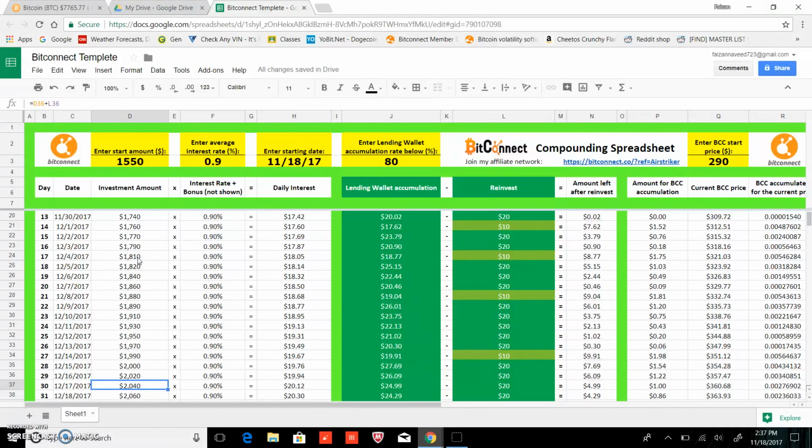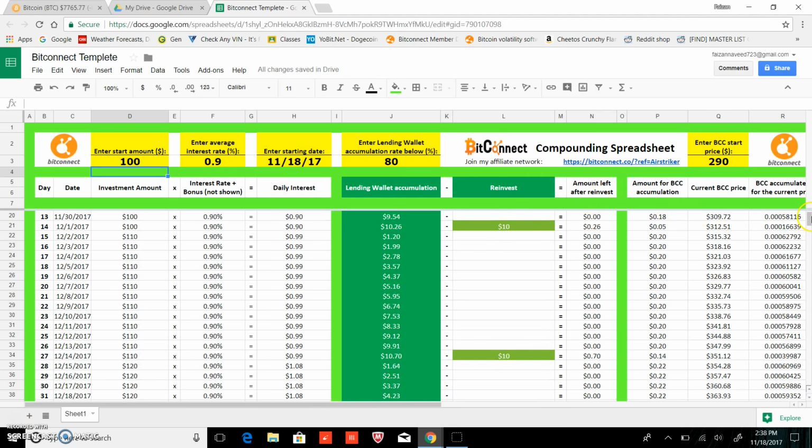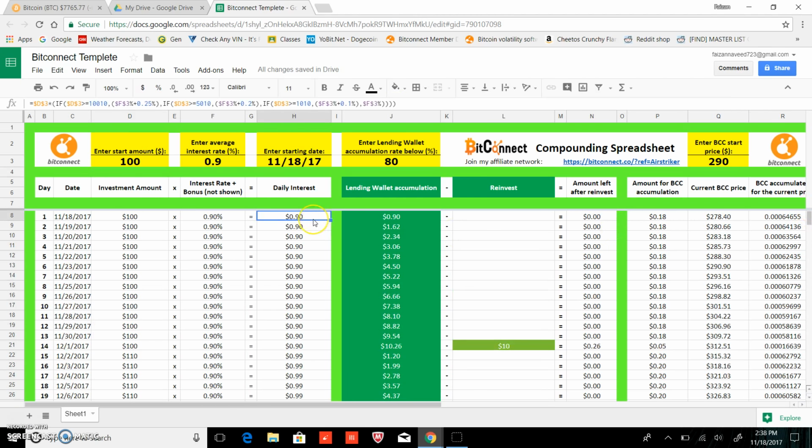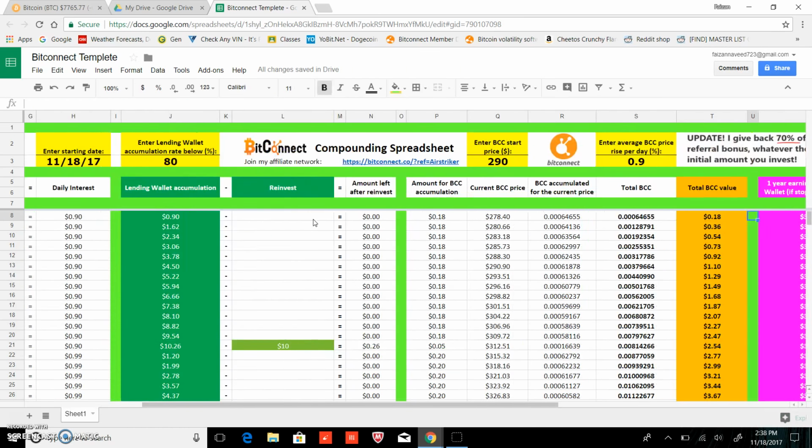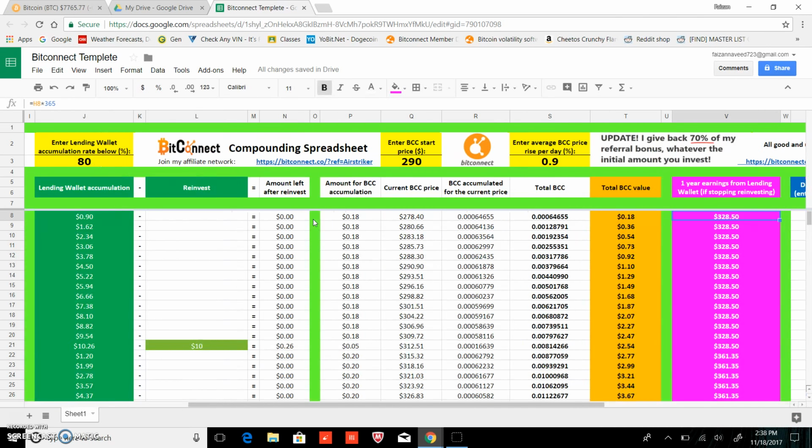I should start today, and even investing as little as, let's say, $100, which is the minimum you can invest. Let's give it a few seconds here. And you see how every day you could leave it at 90 cents, and even if you don't want to reinvest in 1 year, you should end up with $328, even by not even touching the website and keeping it as a passive income.